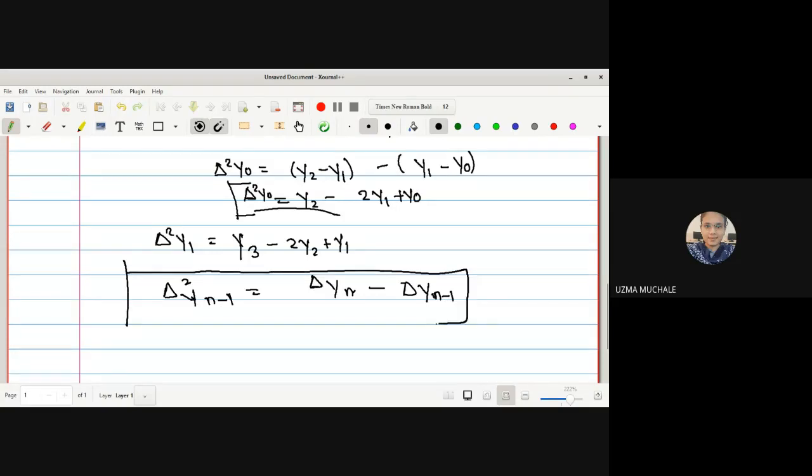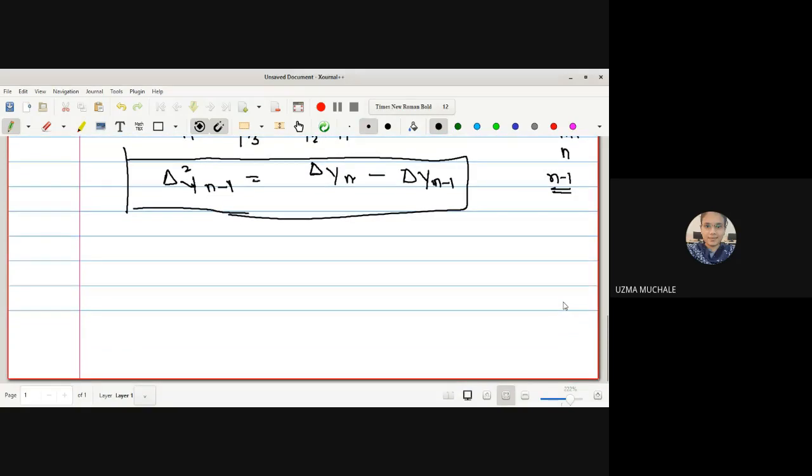We can do it for any n. If you want to evaluate the formula for delta square for any value of n, we can write this formula. So how many values have we got? n minus 1 values. Initially we have n plus 1. In the first differences we got n. In the second order forward differences we get n minus 1 values. Okay. So in this way we can proceed and find the next differences.